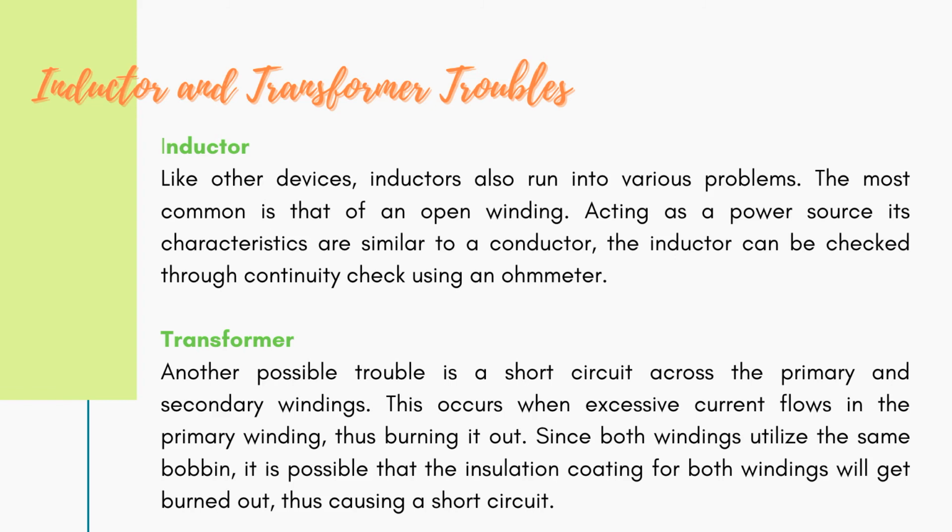Transformer. Another possible trouble is a short circuit across the primary and secondary windings. This occurs when excessive current flows in the primary winding, thus burning it out. Since both windings utilize the same bobbin, it is possible that the insulation coating for both windings will get burned out, thus causing a short circuit.